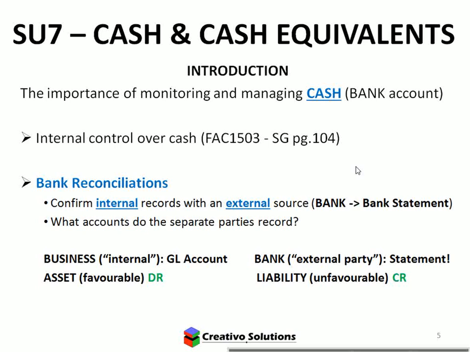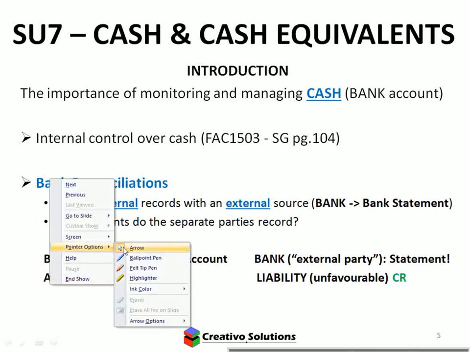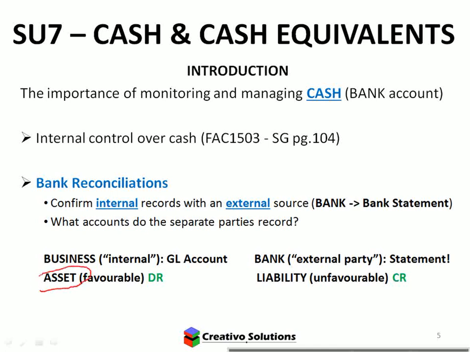Because if I give money to the bank as a deposit, it's favorable for me as the business, and that's why I capture an asset. The bank is going to view that deposit as a liability because for them, they're owing you the deposit that you've given them. And that's why they're going to show a credit on the bank statement.